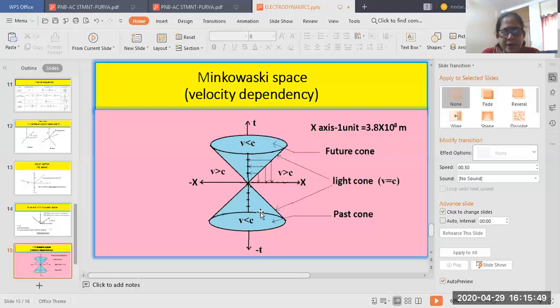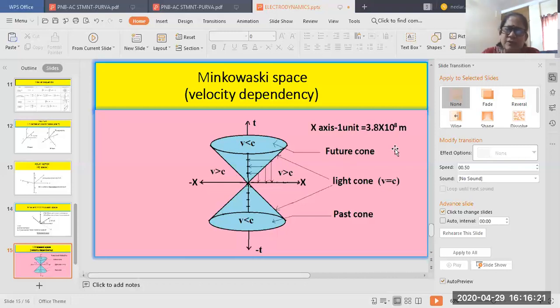So why is it called the light cone? Because this is the cone formed by the locus of the photon. So the boundary is the locus of the photon. The photon travels with the velocity of light, so v is equal to c. So any particle which is traveling with the velocity of light will fall on this boundary. That is the significance of the boundary of the light cone.